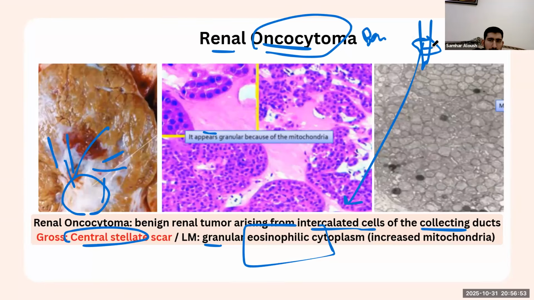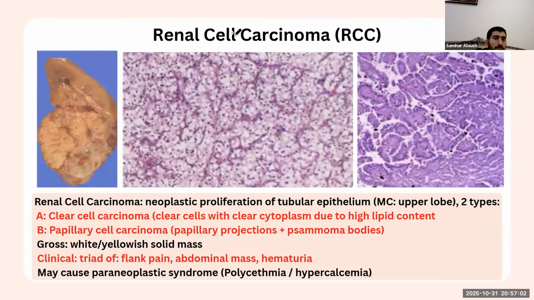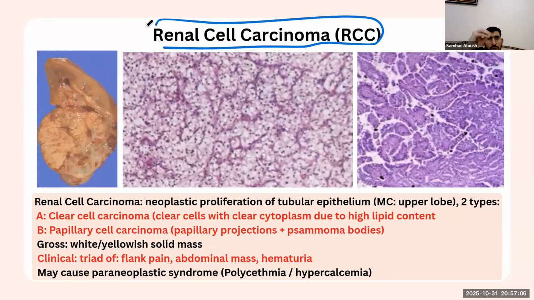Because the intercalated cells in renal oncocytoma have mitochondria. If we increase the number of mitochondria, we will have eosinophilic cytoplasm. Clear? These are benign. Now we have renal cell carcinoma, which is malignant. This is the most important cancer in the kidney.